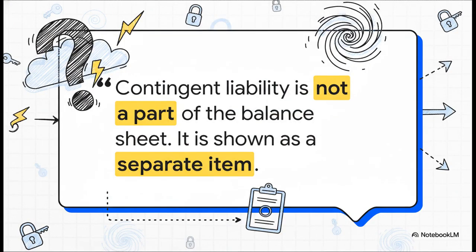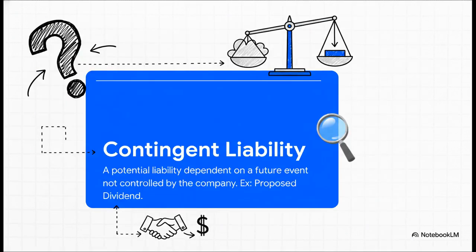So how do they possibly account for these big what-ifs? Well, this is where we find something called contingent liabilities. And these are potential debts that are so uncertain they don't even make it onto the main financial statement. Instead, they get disclosed separately, almost like a little side note in the company's story. The key word to remember here is potential. A contingent liability only becomes a real, actual debt if some other future event happens.